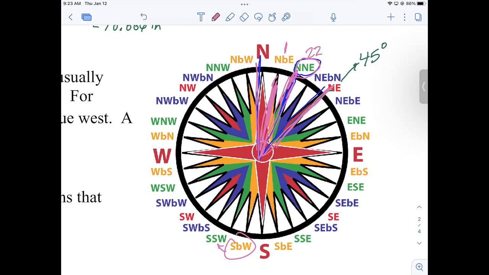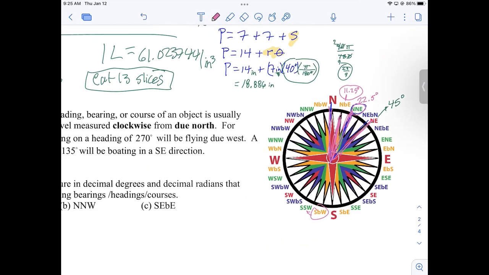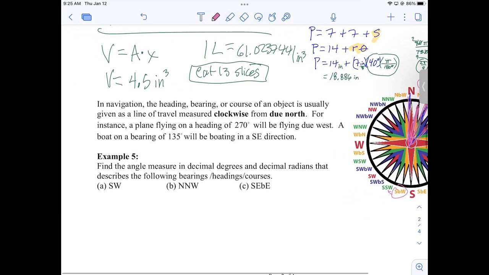22.5. And then half of that, what's half of 22.5? 11.25. And that's the magical number. Because now, as you rotate and you pass through each of these compass rose points, you're traveling another 11.25 degrees. Okay? So let's go ahead and come over here and figure out what we're looking at here.